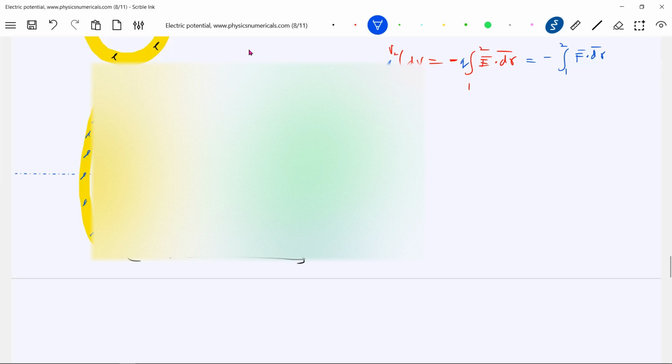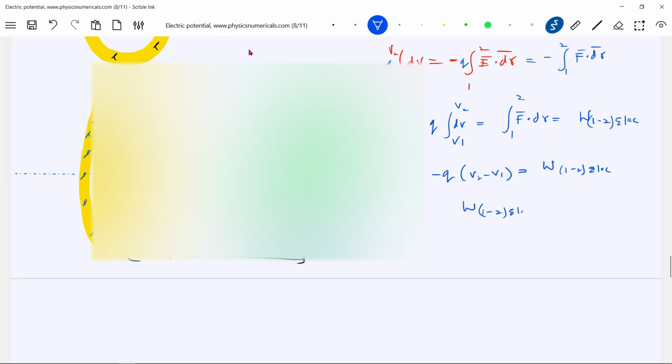So what is this quantity? Minus Q dV from V1 to V2 should be equal to F dr from 1 to 2. This F dr is nothing but the work done by the electrostatic field in moving a charge from 1 to 2. So what is this side? V2 minus V1. Finally, the work done by the electrostatic field in moving a charge from 1 to 2 should be equal to Q times V1 minus V2.